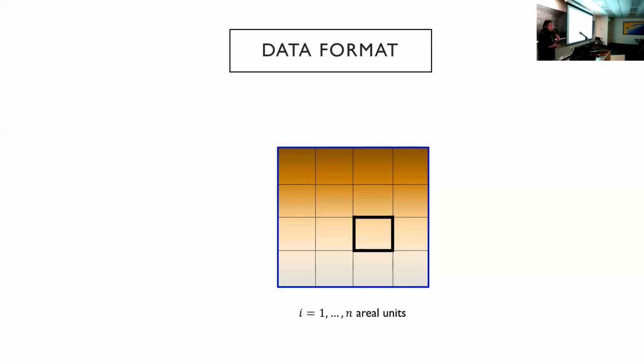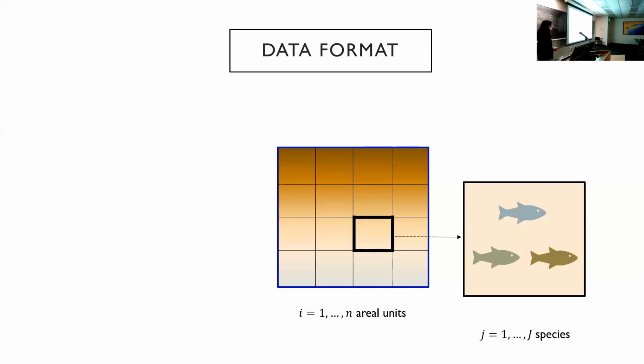All right, so we have one big region with n areal units, and within each areal unit, we have data on the abundance of capital J different species. Like here, J would be 3. So I have the measured abundance, for example, of fish. You could have birds per, I don't know, some point radius, for example. And so that's like a one year snapshot.